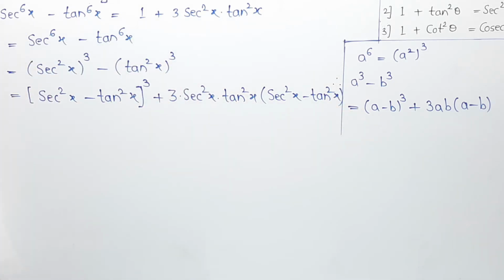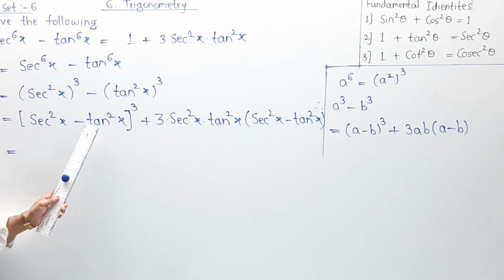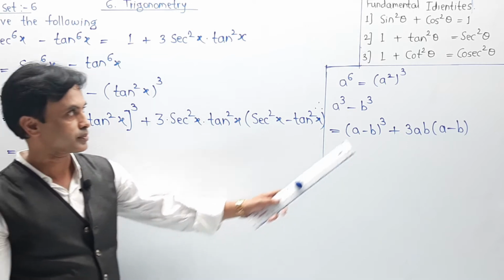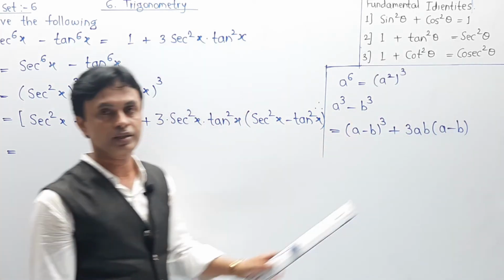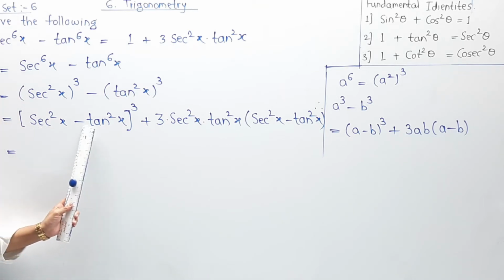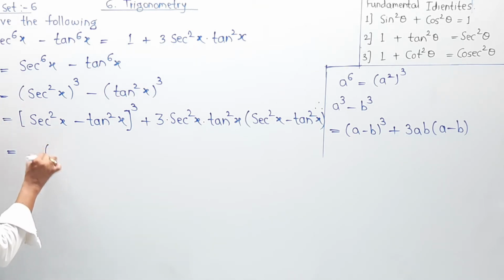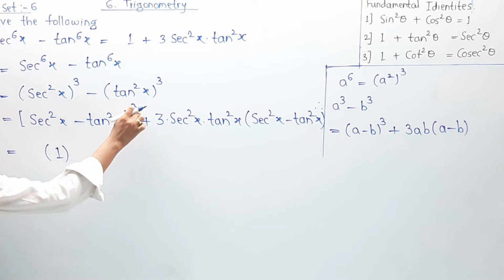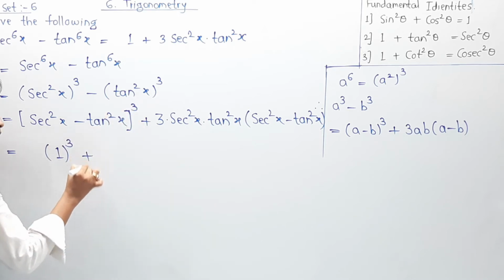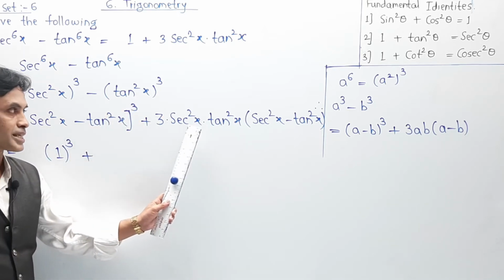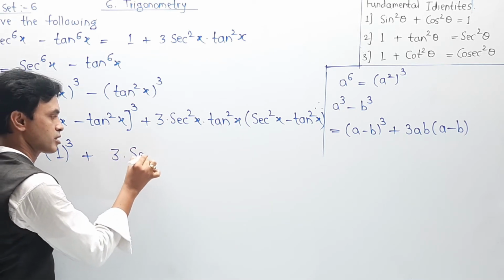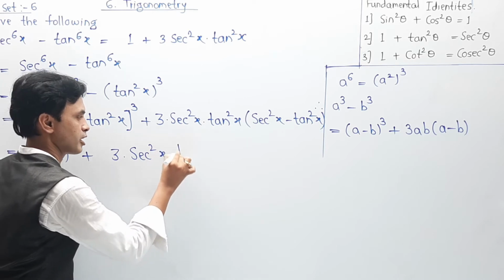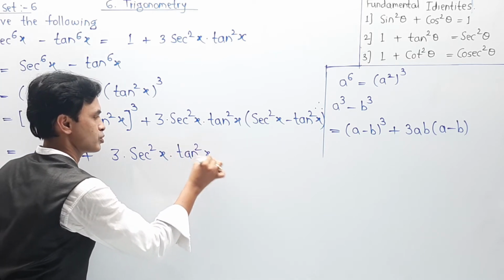Now the next step for simplification is, you very well know sec square x minus tan square x becomes 1. So sec square x minus tan square x becomes 1, and the cube is as usual, plus here 3 sec square x into tan square x as usual.